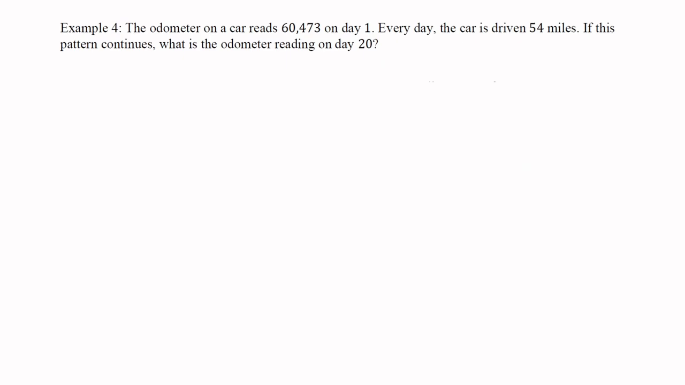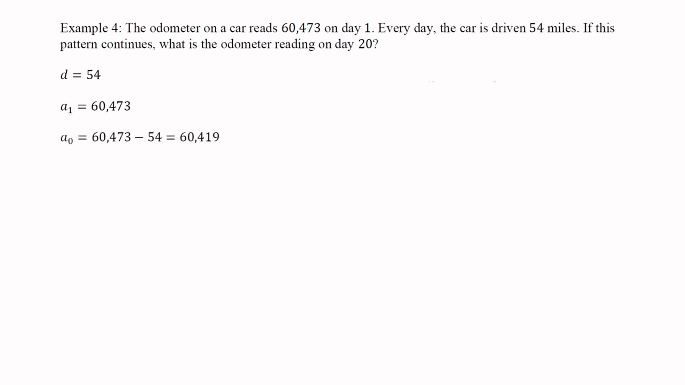Let's put this into a real-world scenario. The odometer on a car reads 60,473 on day 1. Every day the car is driven 54 miles. If this pattern continues, what is the odometer reading on day 20? So, our common difference is 54 because each day we are driving 54 miles. So that's the common difference between each day. The odometer starts at 60,473, so that's our first term.